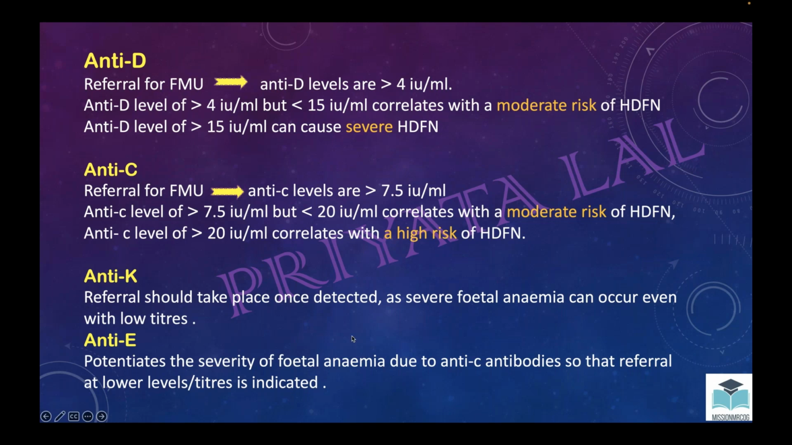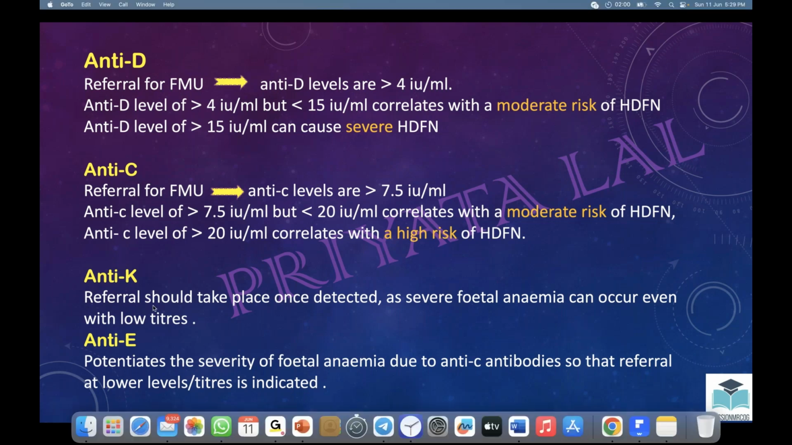Now anti-K: the moment anti-K is detected, we are referring. The reason I have already explained: anti-K usually causes erythroid suppression, so fetal anemia would be severe even if the titer is very small, because they are suppressing the source. So there would be severe fetal anemia, and we have to be more careful.